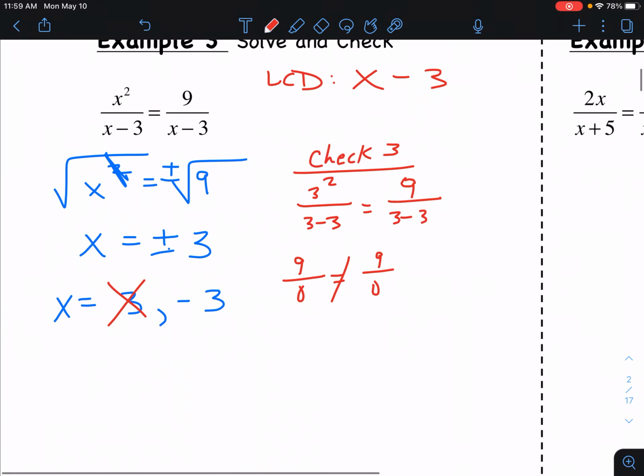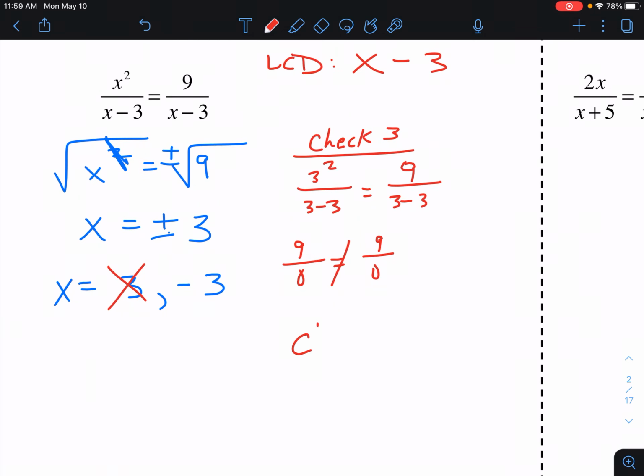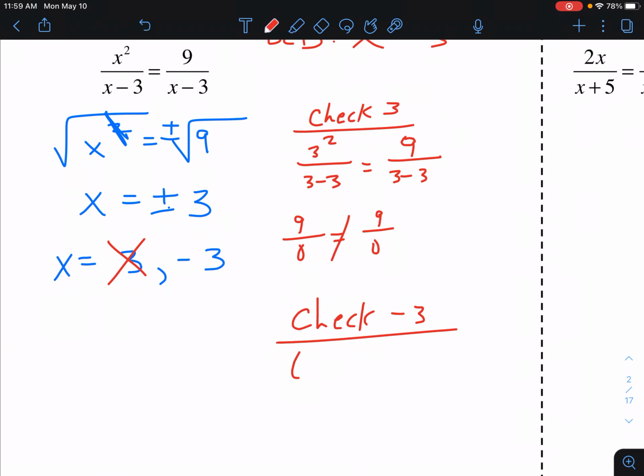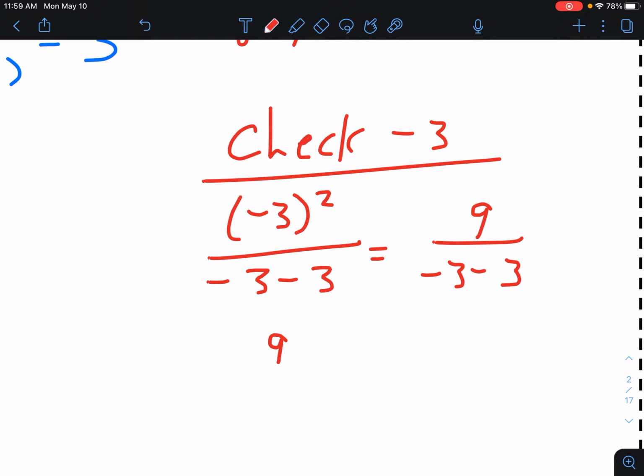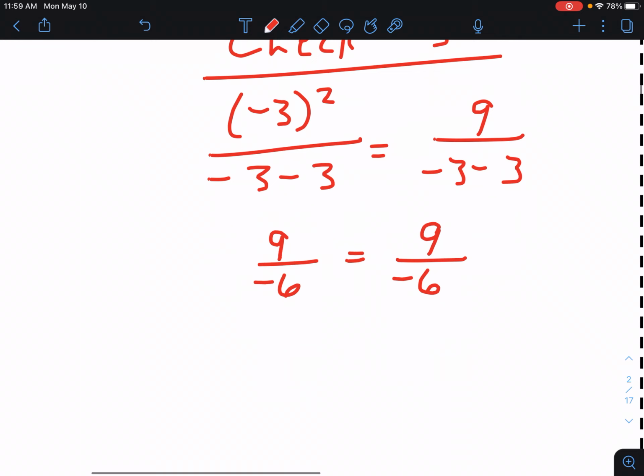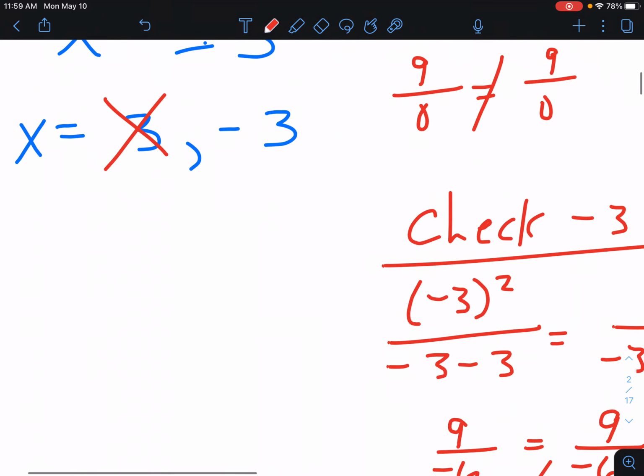Now let's check negative 3. On the left, it would be 9 over negative 6. On the right, same thing, 9 over negative 6. So negative 3 does work out, and it's one of my answers.